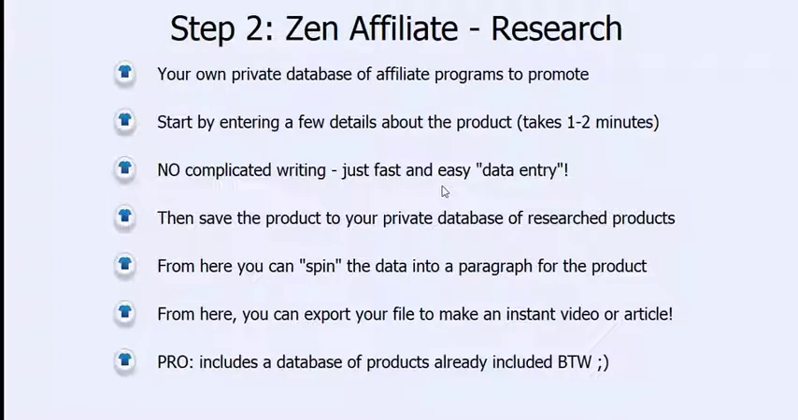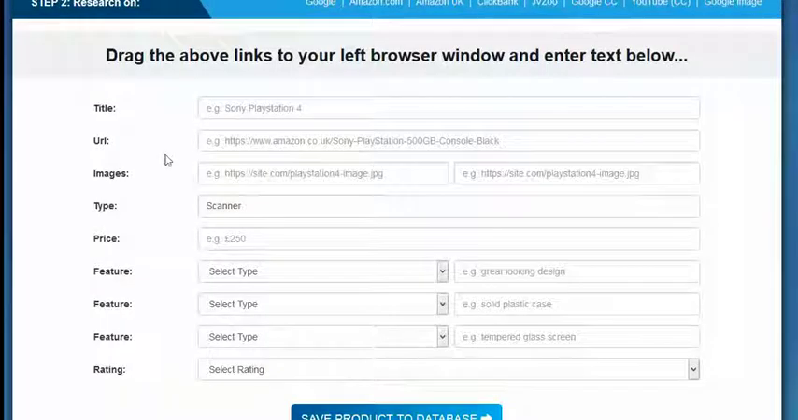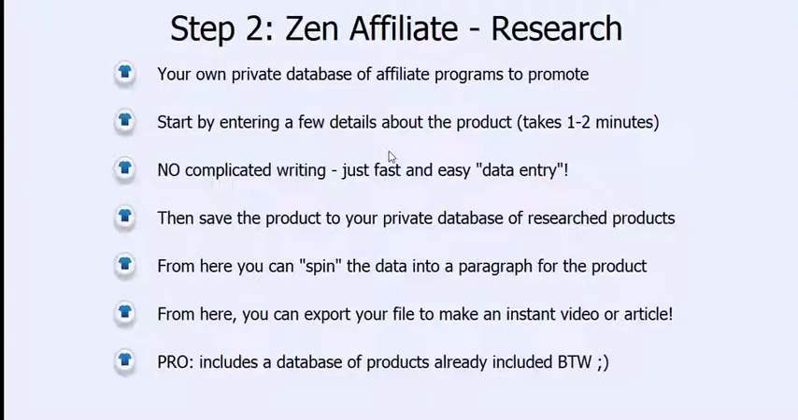So once we've chosen our niche, we now need to go and add products for that niche to basically build out our own private product database of Amazon products and affiliate programs that we can promote. We're just going to enter a few details about the product on this research page: the product name, the URL or our affiliate link, a couple of images, and a few other bits of information down here. The good thing about this is there's no writing, it's really just data entry, very simple to do, and really the only step within Zen Titan that really involves you doing anything at all.